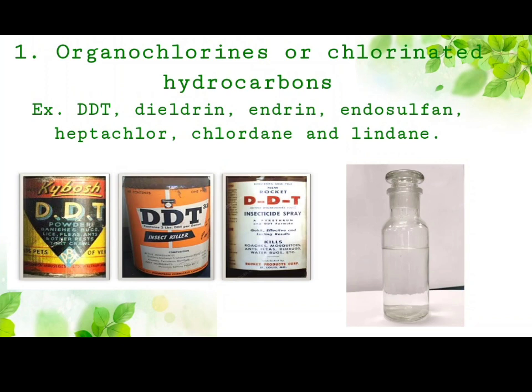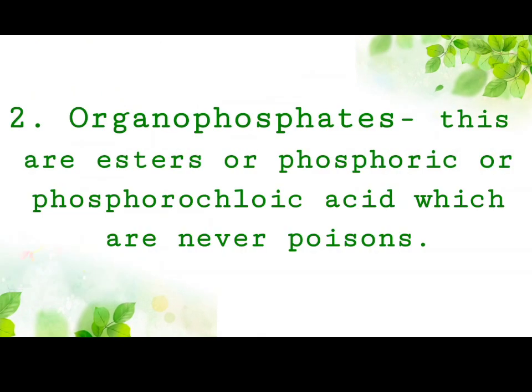It is the most widely used insecticide ever manufactured. It was discovered by Paul Müller of Geigy Chemical Company in Switzerland. Other examples are dieldrin, endrin, endosulfan, heptachlor, chlordane, and lindane. Organophosphate. These are esters of phosphoric or phosphorothioic acid which are nerve poisons. These chemicals are non-persistent in the environment and do not bioaccumulate.